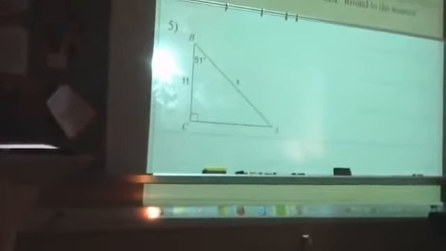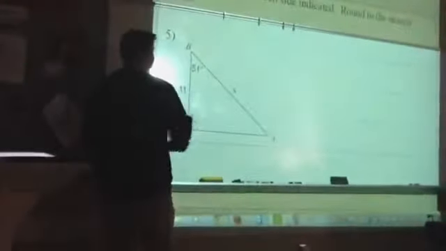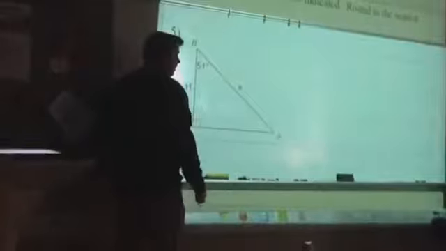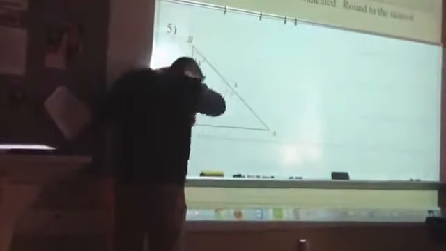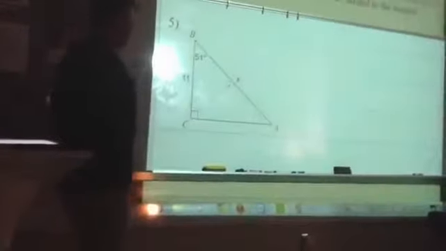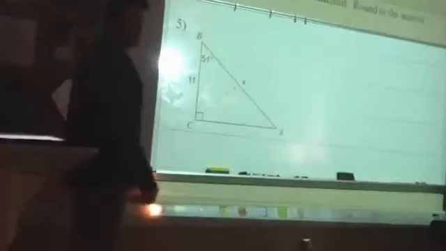Here's number 5. Once again, we're solving for x. There wasn't even any on here like the review where you had to solve the triangle. Here's the angle, 51. The one directly across from the right angle is always the hypotenuse. So we know we're going to use a trig function where that hypotenuse is used, because x is there. That's the side I want to solve for.